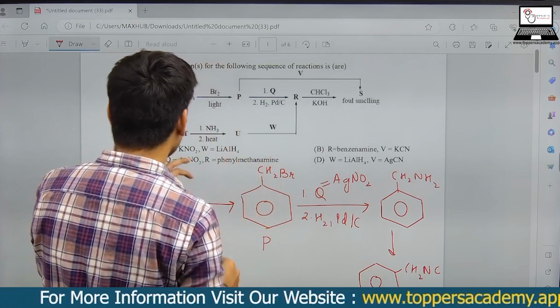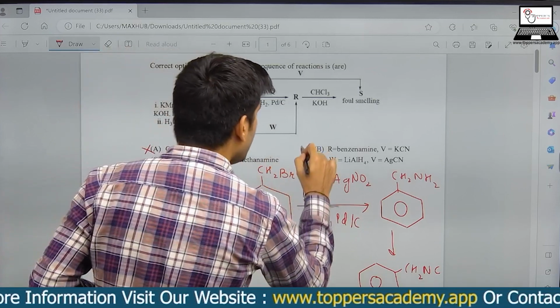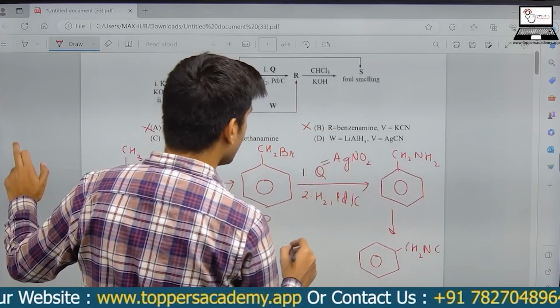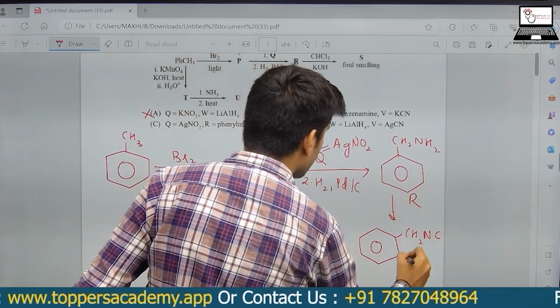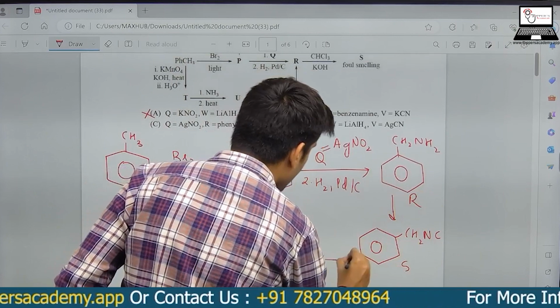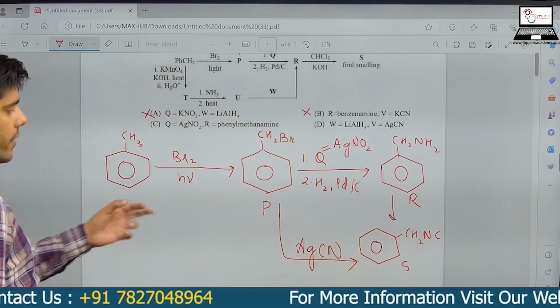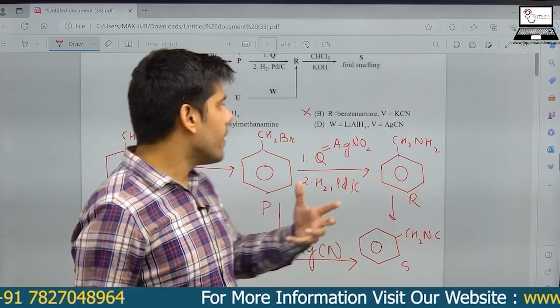So it needs to be AgCN. By that logic, A is eliminated, and B is also eliminated, right? So what I'm saying is that this is your R and this is your S. From P to S, if you treat it with AgCN, you end up getting this. Why? Because this is a substitution reaction.